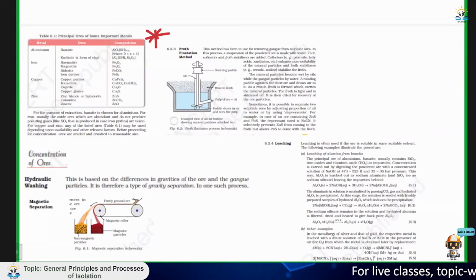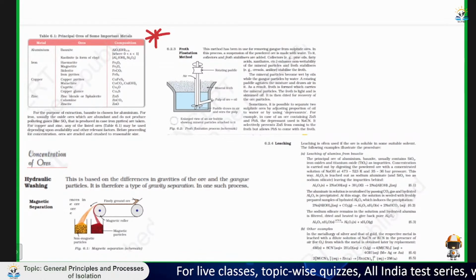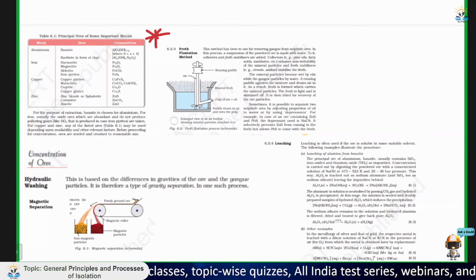Magnetic separation, the figure says it all. If your impurities are magnetic and your ore is non-magnetic, or vice versa, you're going to spread them on a conveyor belt. At the last wheel of the axle there is a magnet. So the magnetic particles all fall into one container, and the non-magnetic particles fall into another container.